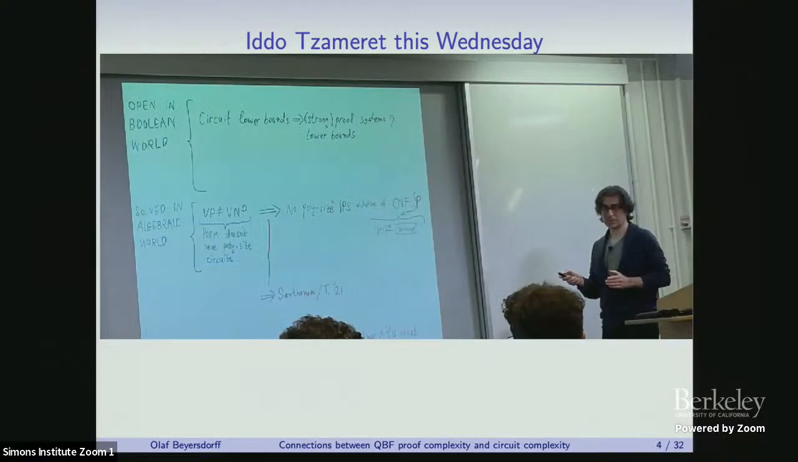And here's some more footage. I'm not quite sure if you can see this. This was Ido yesterday talking again, that this is really open in the Boolean world, how you can make such a transfer between circuit lower bounds and proof size lower bounds, and then explaining how this works in the algebraic setting. And maybe in one line, the purpose of my talk will be to convince you that in the QBF setting, this works in a very neat and nice way. We have a very clean transfer in both directions, in fact, between circuit lower bounds and proof size lower bounds.